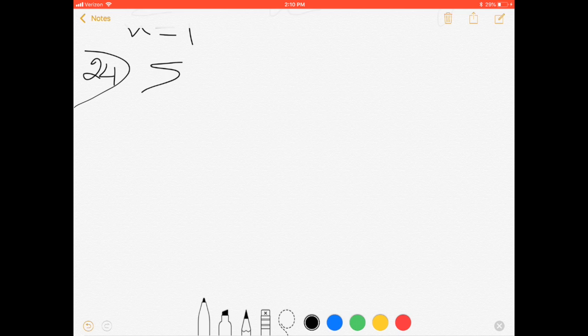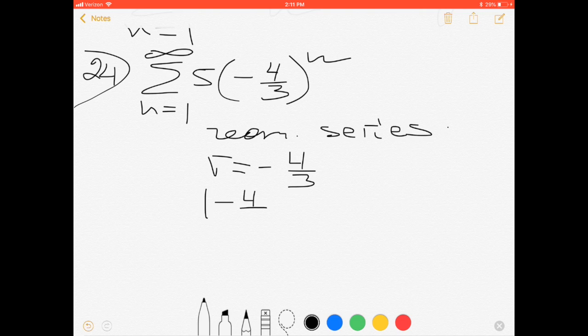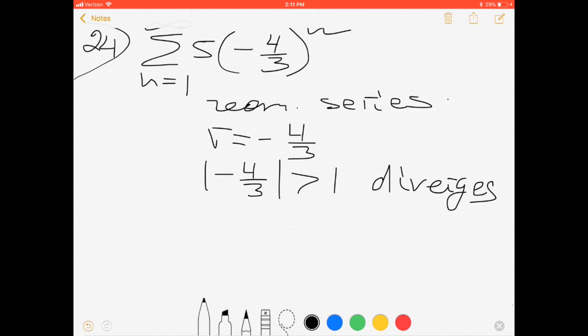For example, number 24. I have 5 times negative 4/3 to the power n, and I forgot to write, I think it's n from 1 to infinity or 0 to infinity. It's no big deal. Here we have geometric series with r equal negative 4/3. Absolute value of negative 4/3 is greater than 1. This means series diverges.